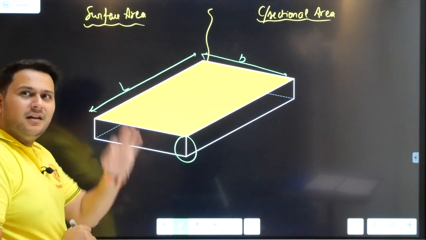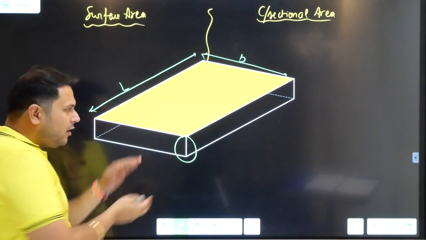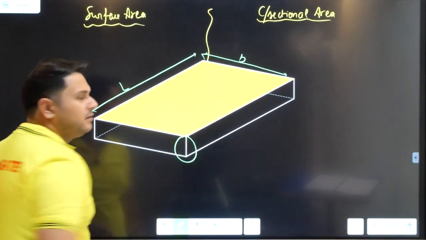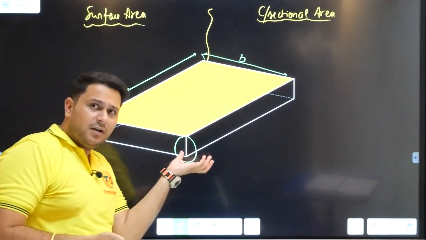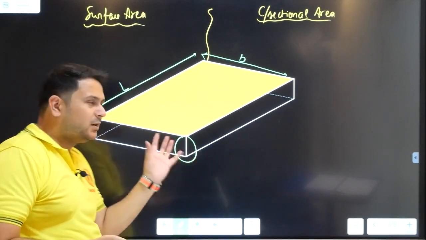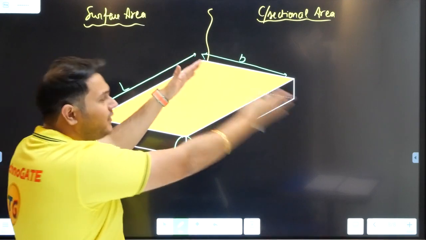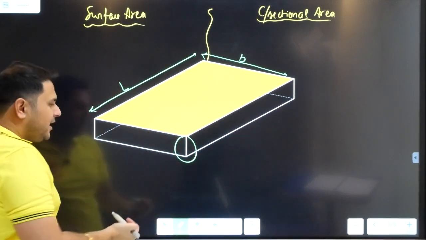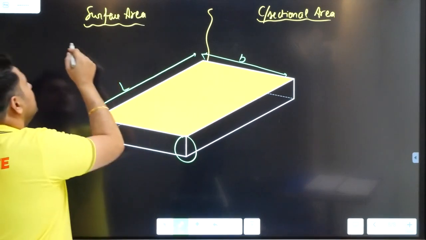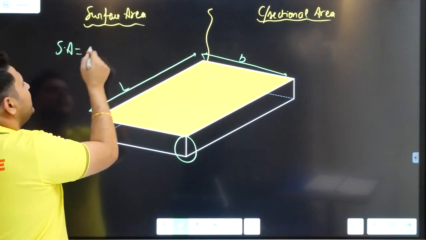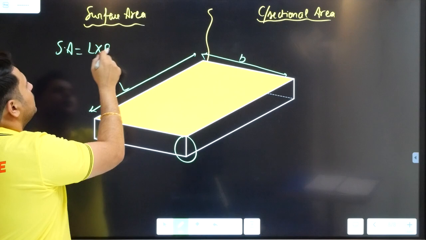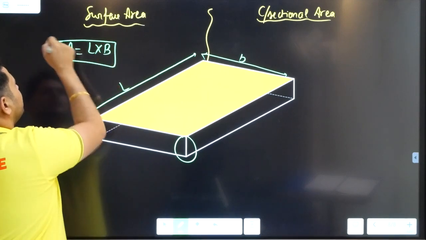Can you see any involvement of depth in the surface? No. Depth is not at all involved in surface, right? What is involved? Length is involved and width is involved. So surface area is always written as L into B. So this is your surface area.